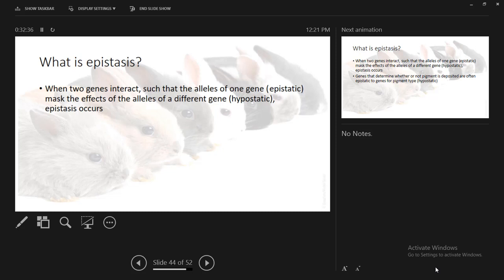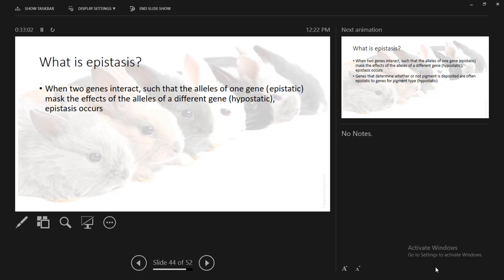The one that gets masked. What's the hypostatic gene? Yeah, the pigment color. The gene for pigment color. And so what is the epistatic gene? The ability to deposit the pigment. Okay? So if you can't deposit pigment, it doesn't matter what color that pigment is. Okay? You get that yellow color. And then you might ask, well, why are they yellow if they're not depositing any pigment? It's just the way light gets reflected.